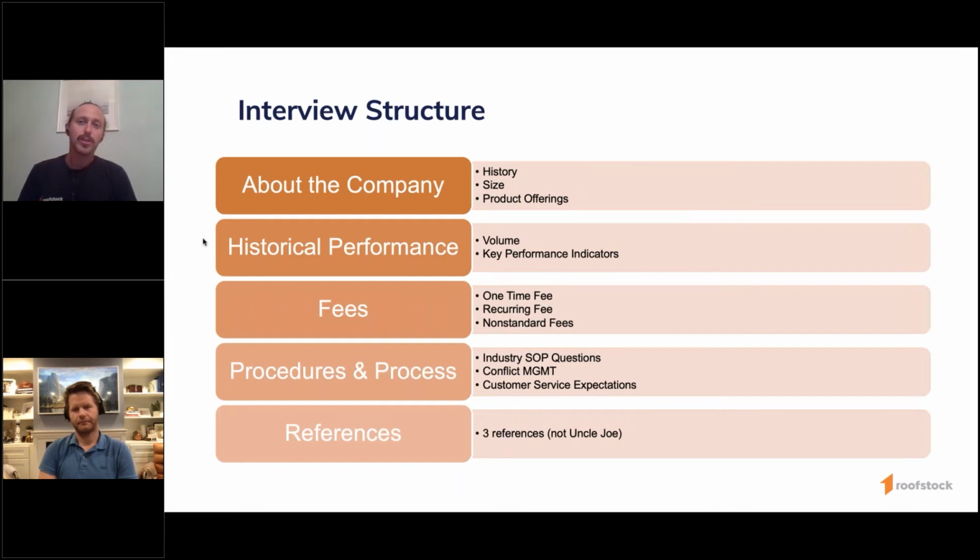And then talk to them about their procedures and processes. Do they have industry standard SOPs, standard operating procedures? Is there a conflict with management in how they're structuring things? What are their customer service expectations?